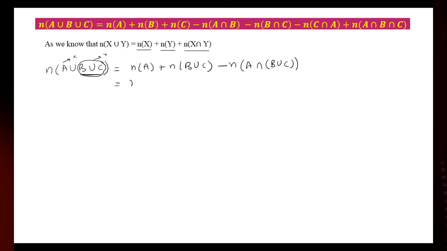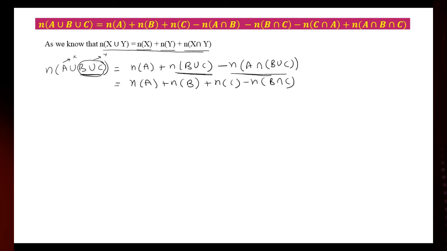Okay, number of elements in A, number of elements in B union C will be, if I expand the same thing again using the same identity, so it will become number of elements in B plus number of elements in C minus B intersection C. Okay, till now it is solved. But what about this part?